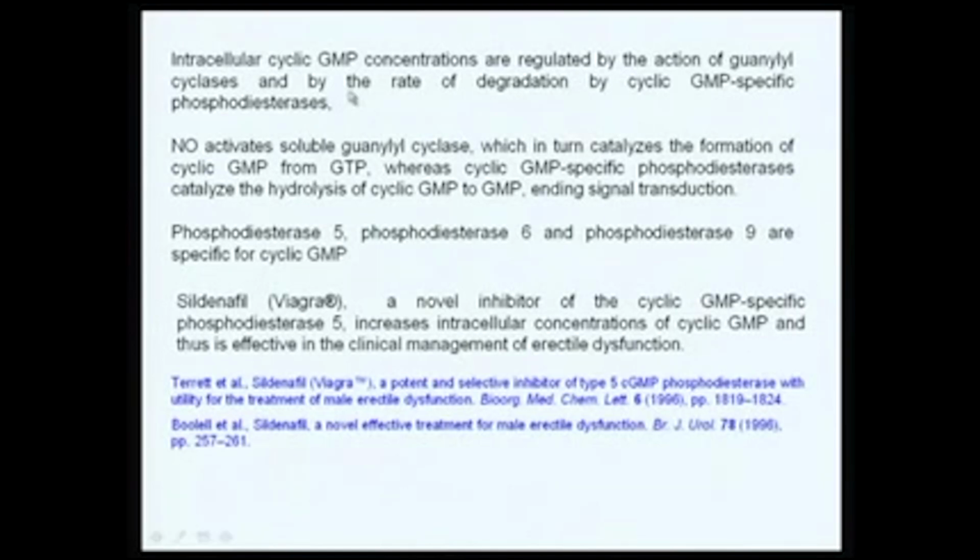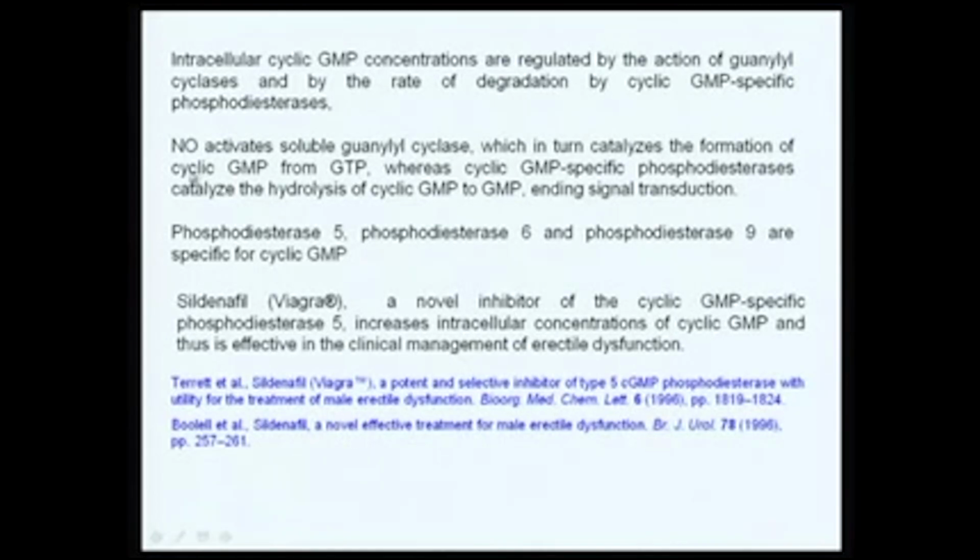In the same way, the cyclic GMP concentrations are regulated both by activation of guanylate cyclases, which synthesize cyclic GMP and increase its concentration, whereas once cyclic GMP is synthesized, it is degraded by cyclic GMP specific phosphodiesterases. I am emphasizing this point because it is very important: not only the guanylate cyclases which increase cyclic GMP concentrations, the cyclic GMP specific phosphodiesterases also have very important physiological functions.